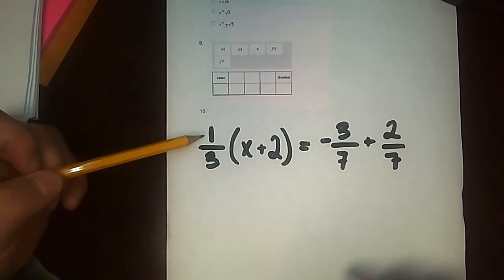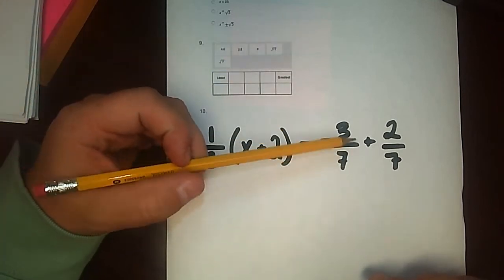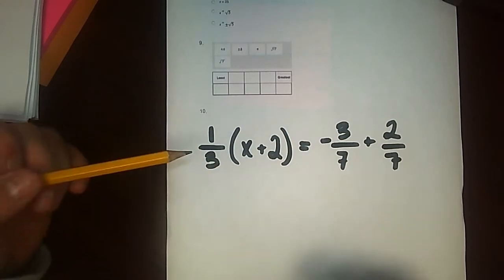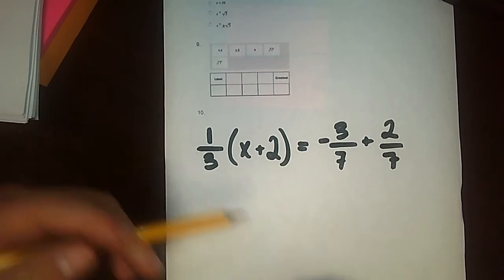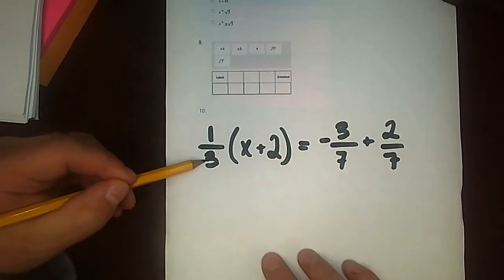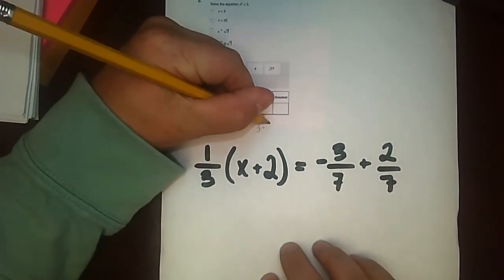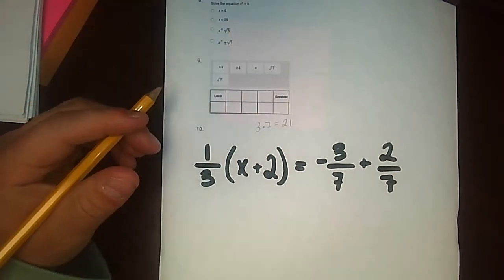Alright, so if we notice, we have 1/3 times (x plus 2) equals negative 3 over 7 plus 2 over 7. Well, what I'm noticing is we have two different denominators. We have this 3 and we have a 7 over here. So to start getting rid of these fractions, we're going to take this denominator and this denominator, 3 and 7, and multiply them together. So 3 times 7 is going to give us 21.